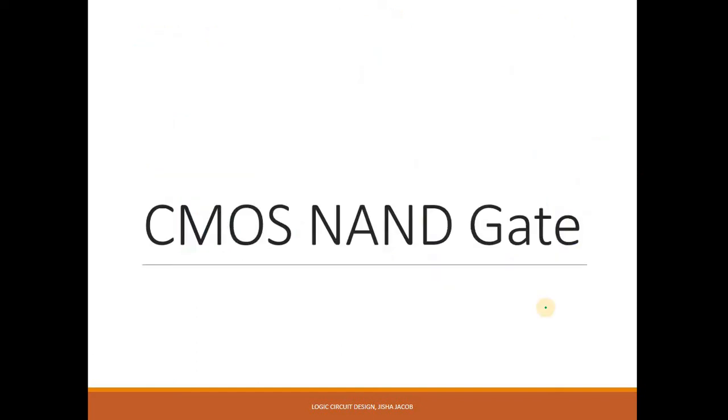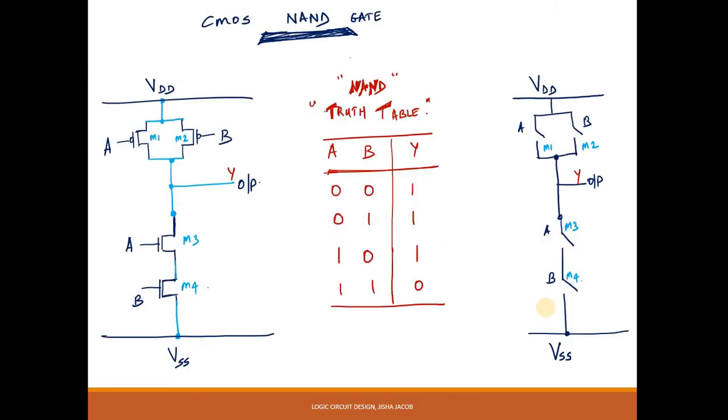The next gate in line is the CMOS NAND gate. You see in the CMOS NAND gate, this is the structure. You have two NMOS transistors in series in the pull-down circuit and two PMOS transistors in parallel in the pull-up circuit. And the truth table that needs to be satisfied is as shown here. That is 0, 0; 0, 1; 1, 0 input, the output is 1. And in the 1, 1 case, the output is 0.